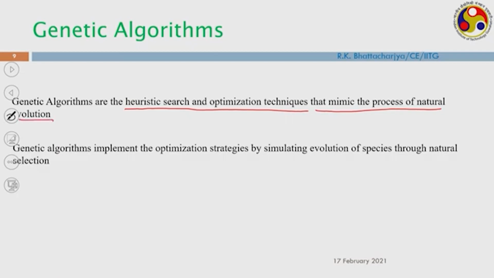So, what we are trying to do here is mimic the process of natural evolution. Genetic algorithms implement optimization strategies by simulating the evolution of species through natural selection. So, we are trying to apply artificially the law that nature follows, and then we are trying to solve the optimization problem.